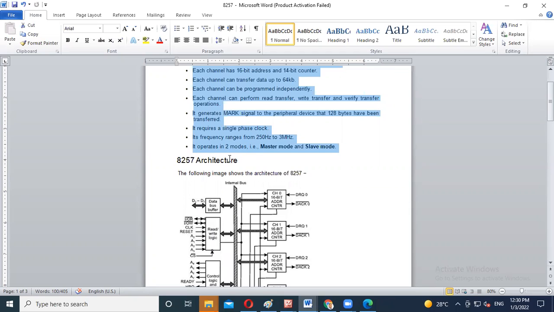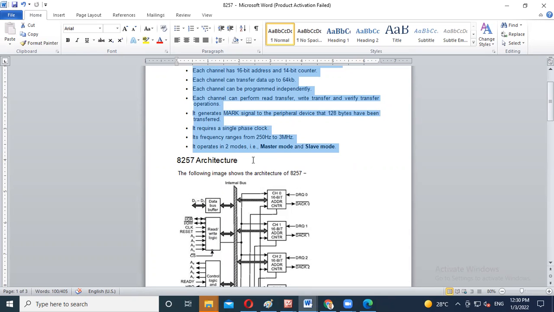And this 8257 will operate at the frequency range of 250 hertz to 3 megahertz. But this much frequency range is not there with 8259 and 8086. And the last main feature, it operates mainly in two modes, that is master mode and slave mode.